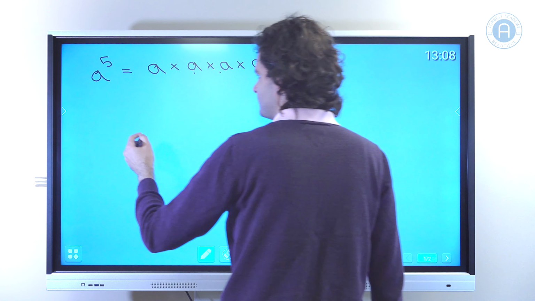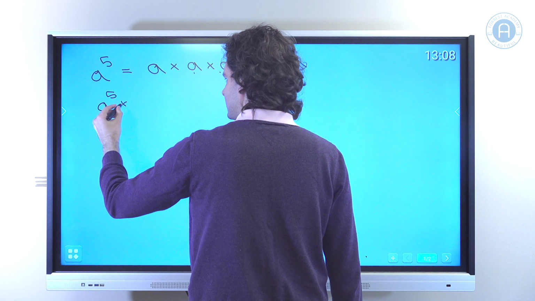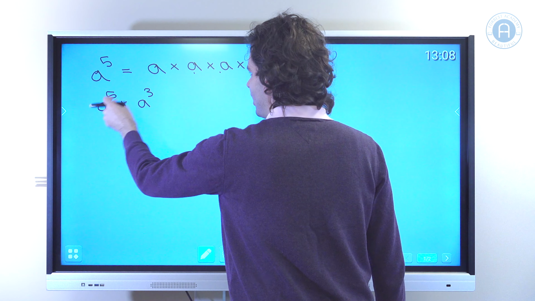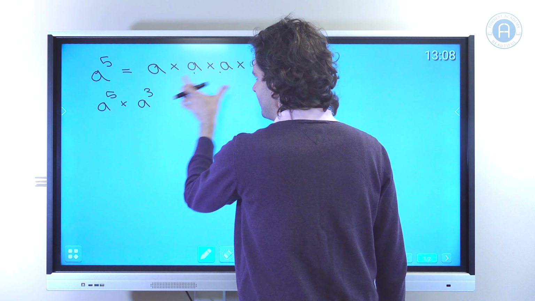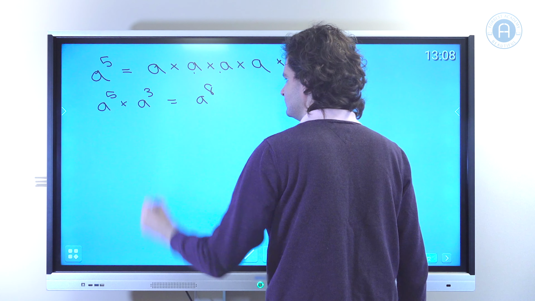Okay, so that means that if we have a to the power of 5 times, say, a to the power of 3, well, we have 5 copies of a, and then we have 3 copies of a, so it's the same thing as a to the power of 8.